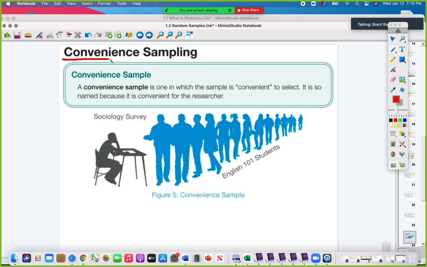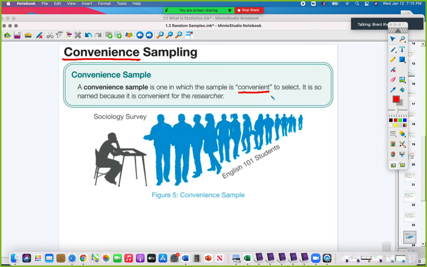convenience sampling. Convenience sampling is just like it sounds. It's one in which the sample is convenient to select. It's convenient for the researcher. When would you do convenience sampling? Well, you would do convenience sampling when the outcomes aren't that big of a deal, okay? You know, no one's health's at stake. There's no money at stake. The stuff that you guys are going to do for your research in this class, convenience sampling is probably going to be okay.